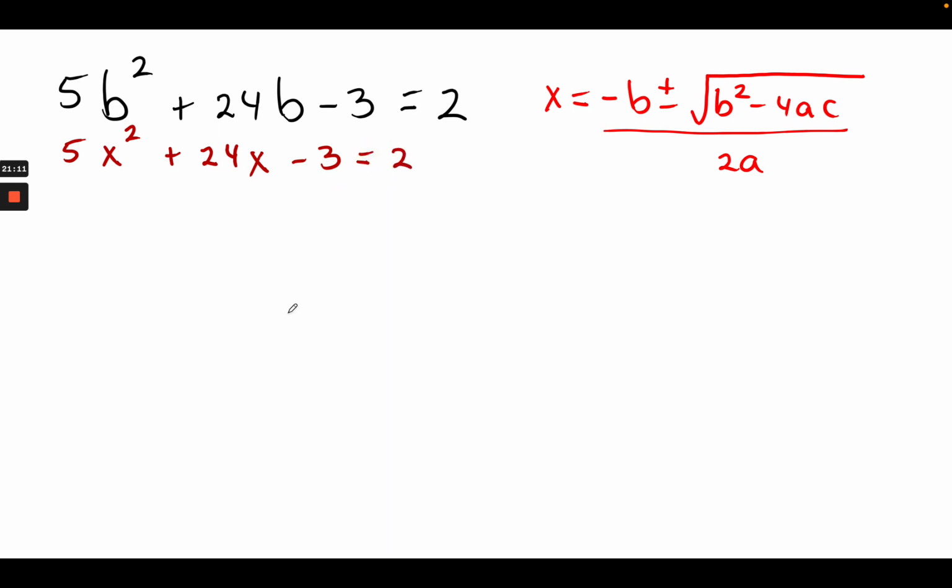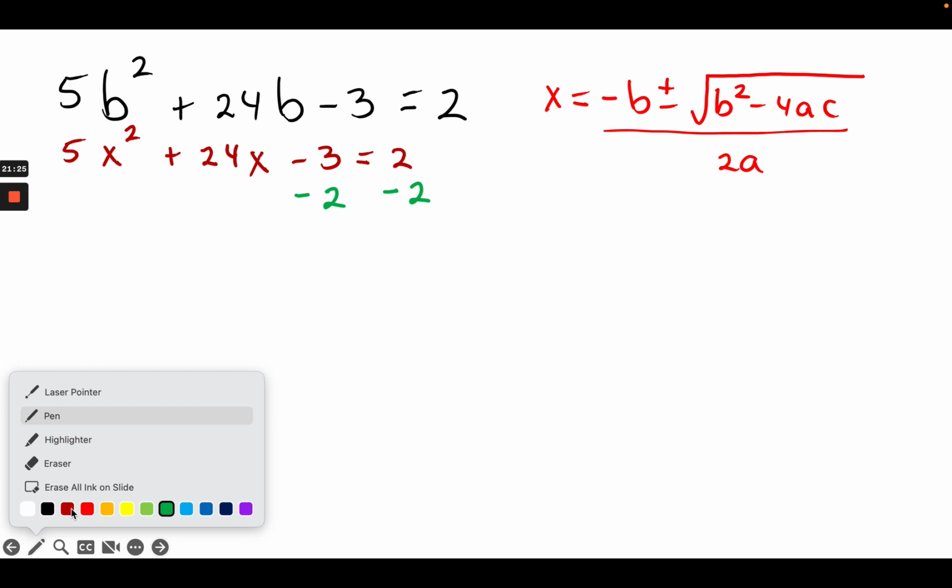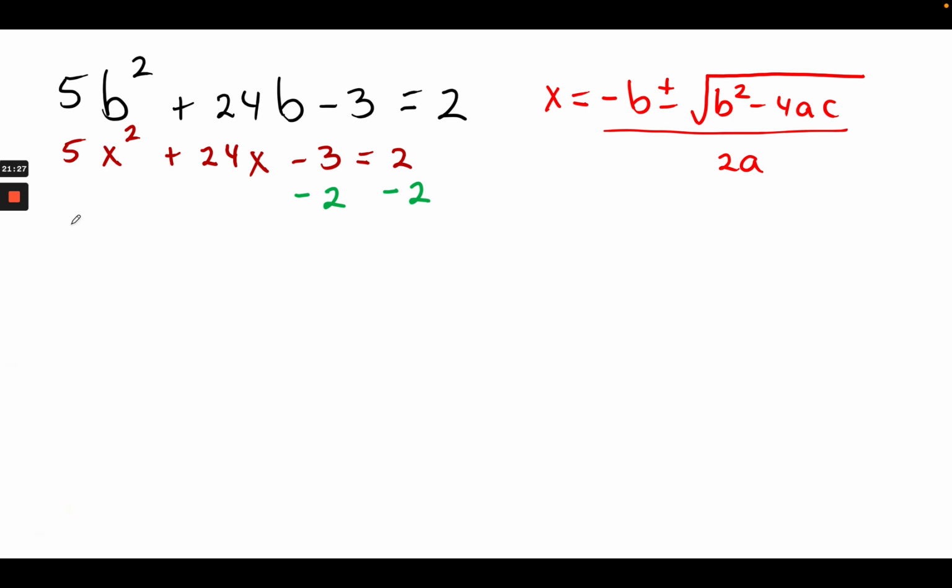Okay. So again, it has to equal 0. We need to make this equal to 0. So let's subtract 2 from both sides. And remember, when you subtract it on the left there, we want to have those like terms, okay? So we've got 5x squared plus 24x. The negative 3 and the negative 2, they're my like terms. So that's going to be minus 5 equals 0.